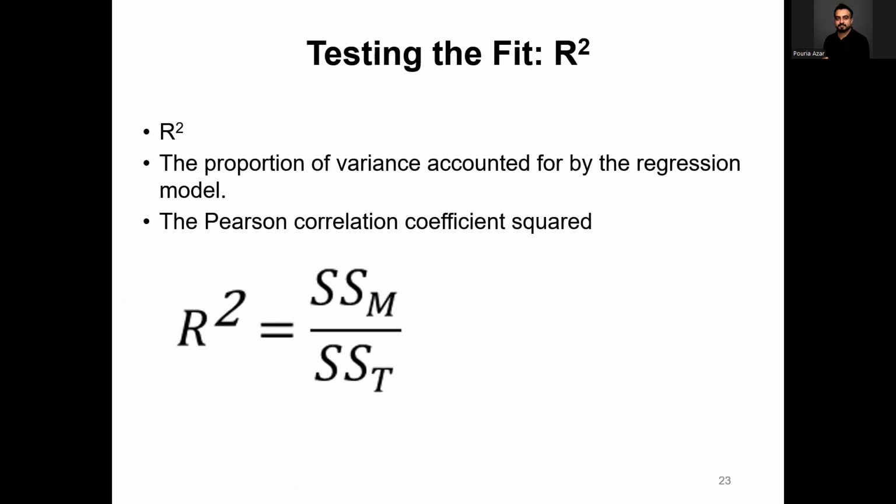And this is the formula for R squared. Again, this is another way to test for the fit of the model. R squared is the Pearson correlation coefficient squared. This is the same concept here.